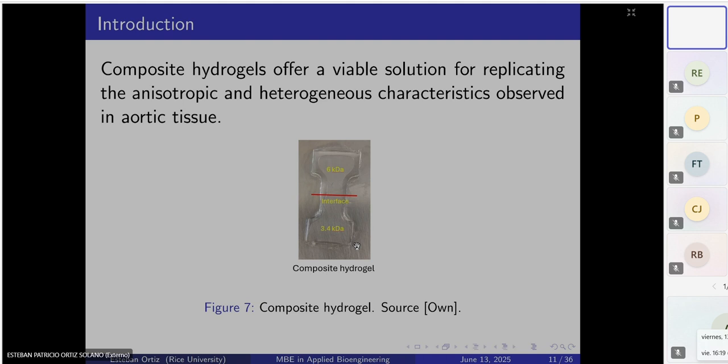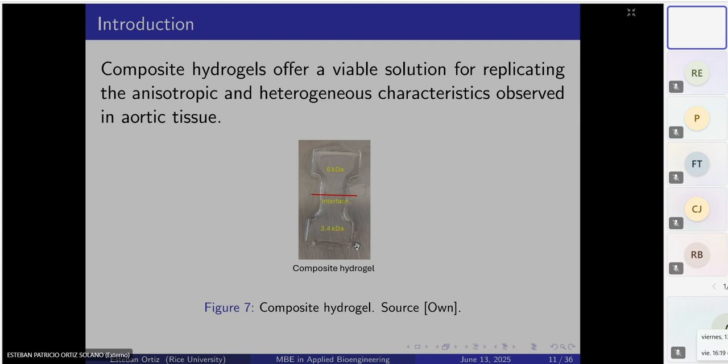So the way you start is by combining two hydrogels with different molecular weights. One hydrogel with 3.4 kilodaltons, I think that is the unit, and another hydrogel that is less stiff, a little bit softer, with 6 kilodaltons. Maybe this is a little tricky: when you increase the molecular weight, you reduce the stiffness.